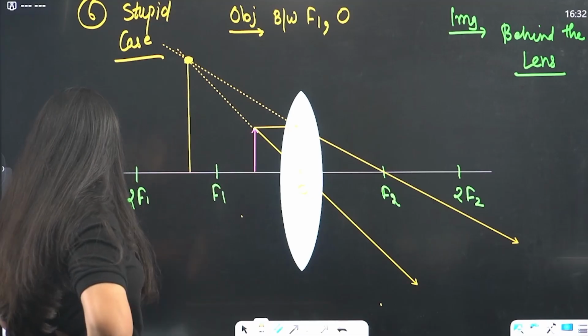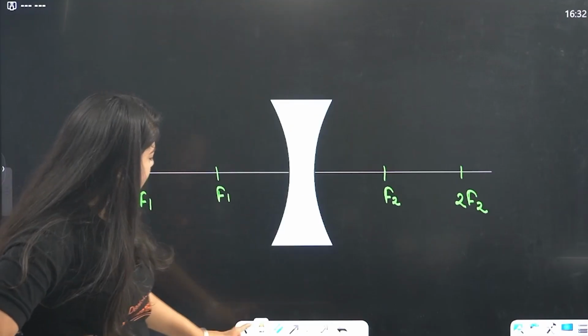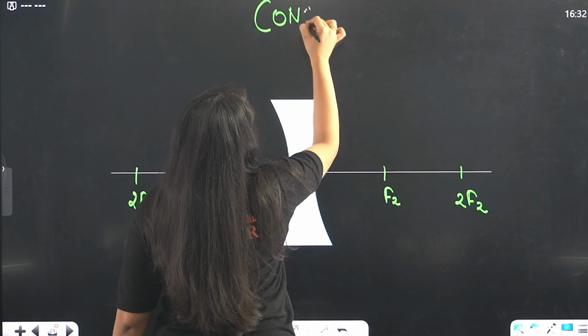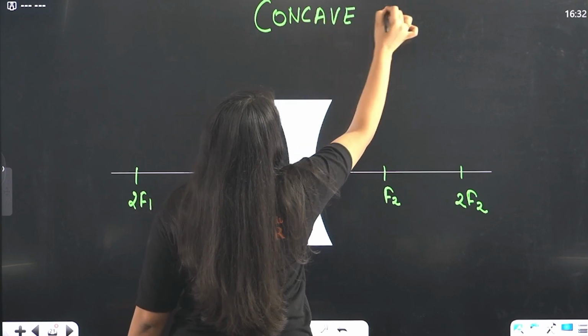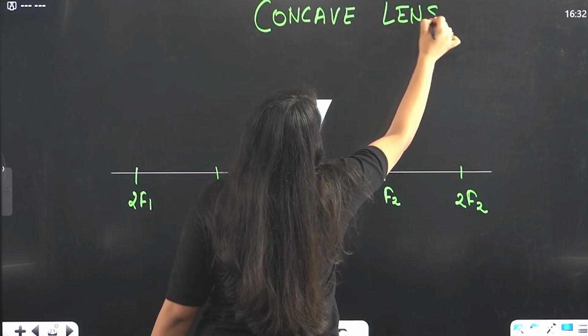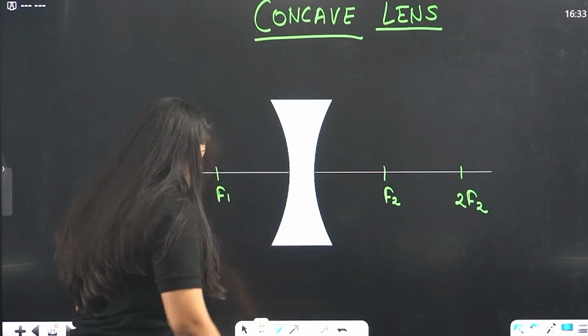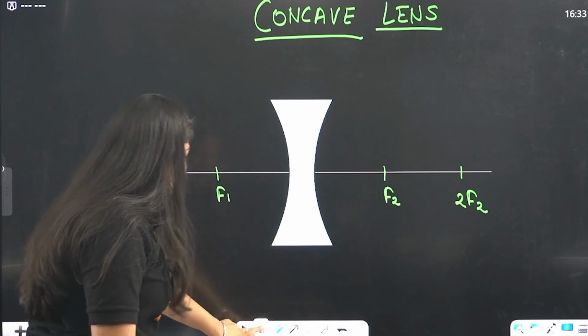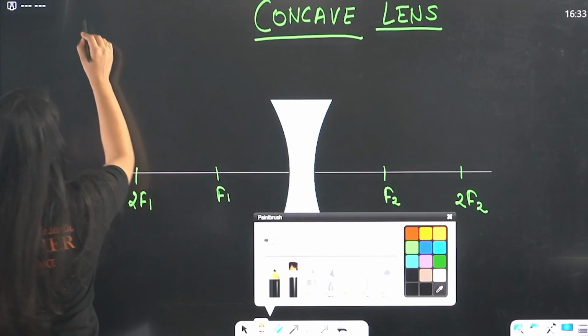Okay, now moving on to next, that is our concave lens. This is now beta our concave lens. Now what will happen? This is similar to convex mirror. Ma'am, but that has only 2 cases. Exactly, this will also have just the 2 cases.